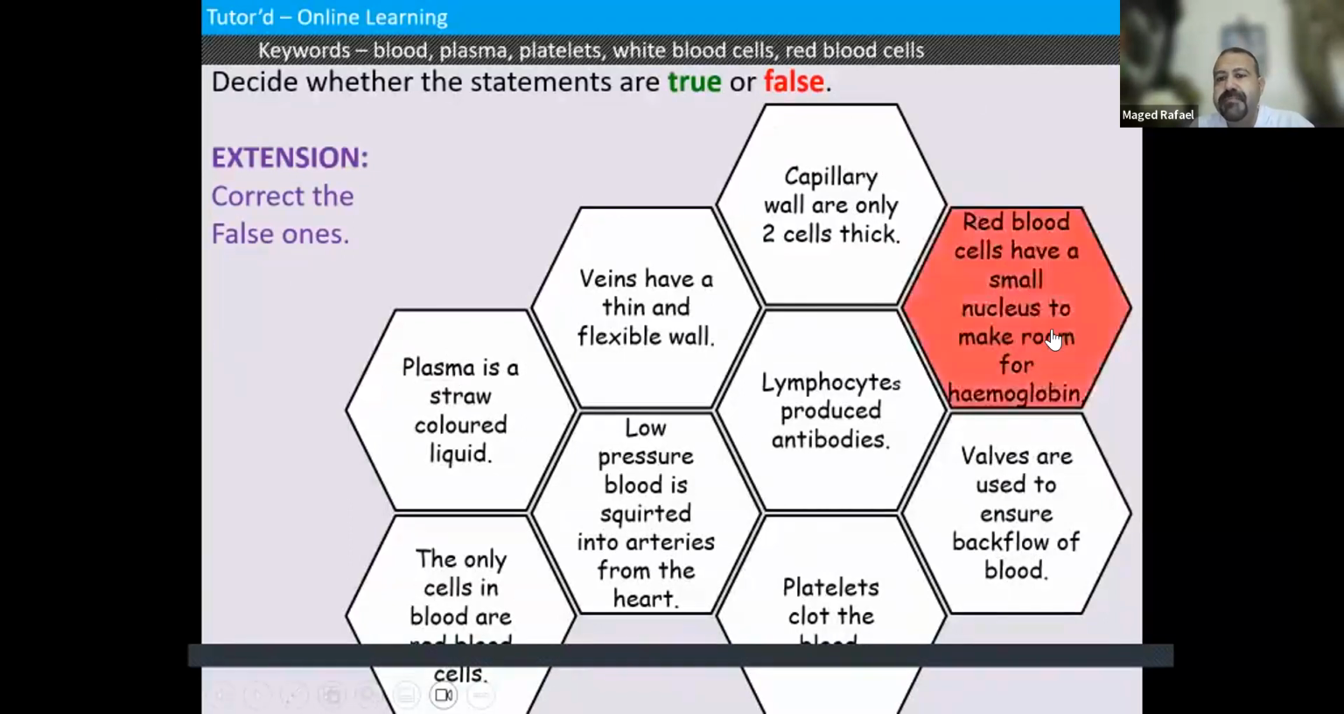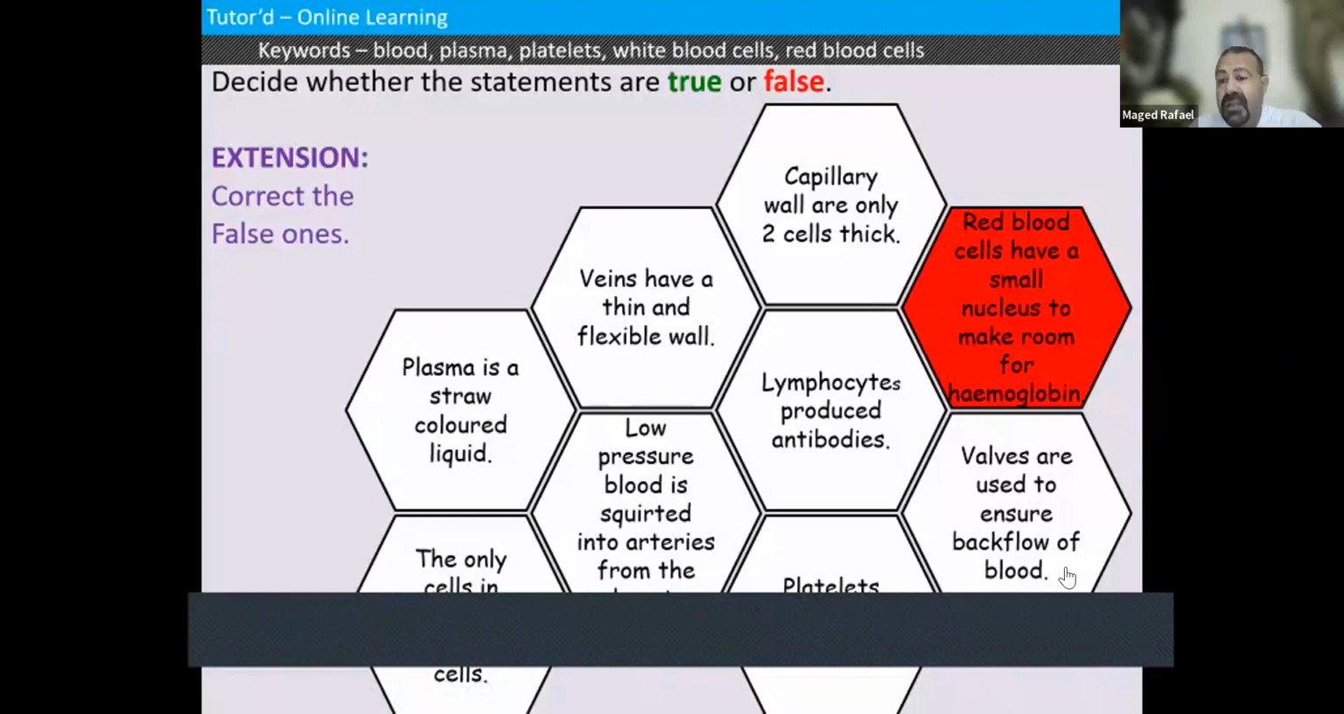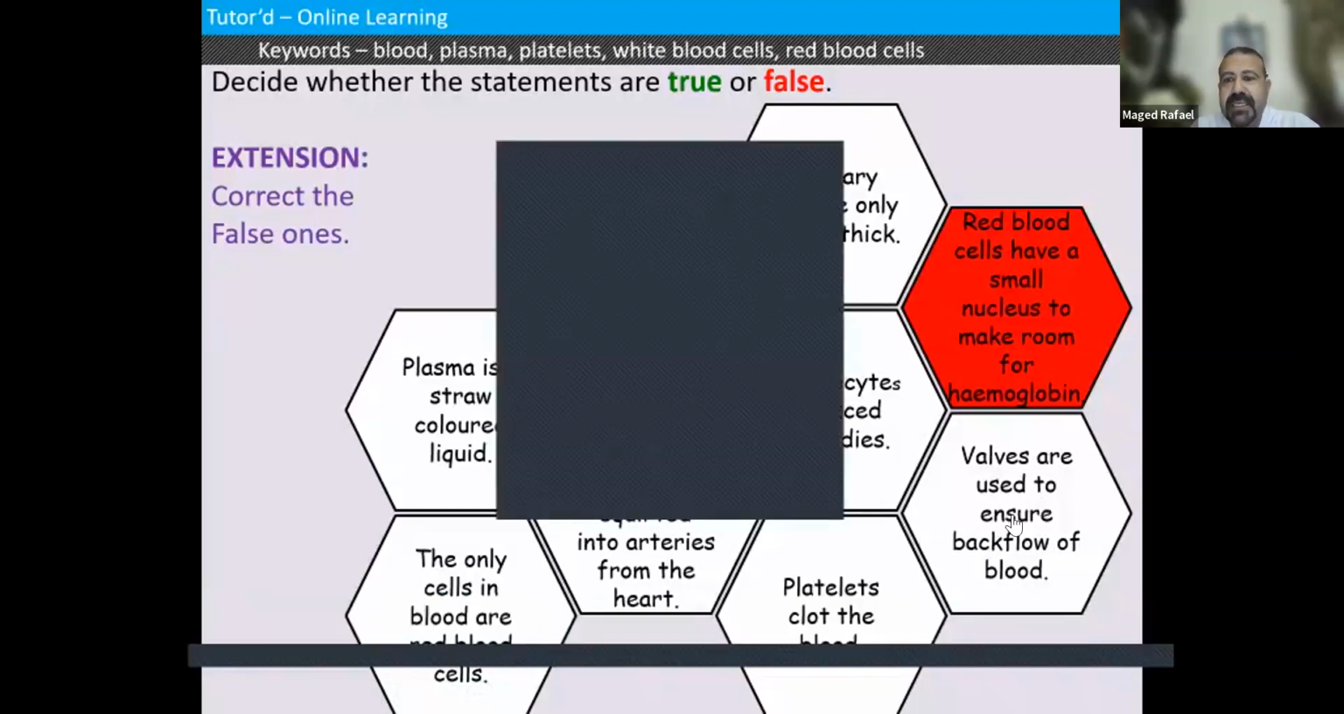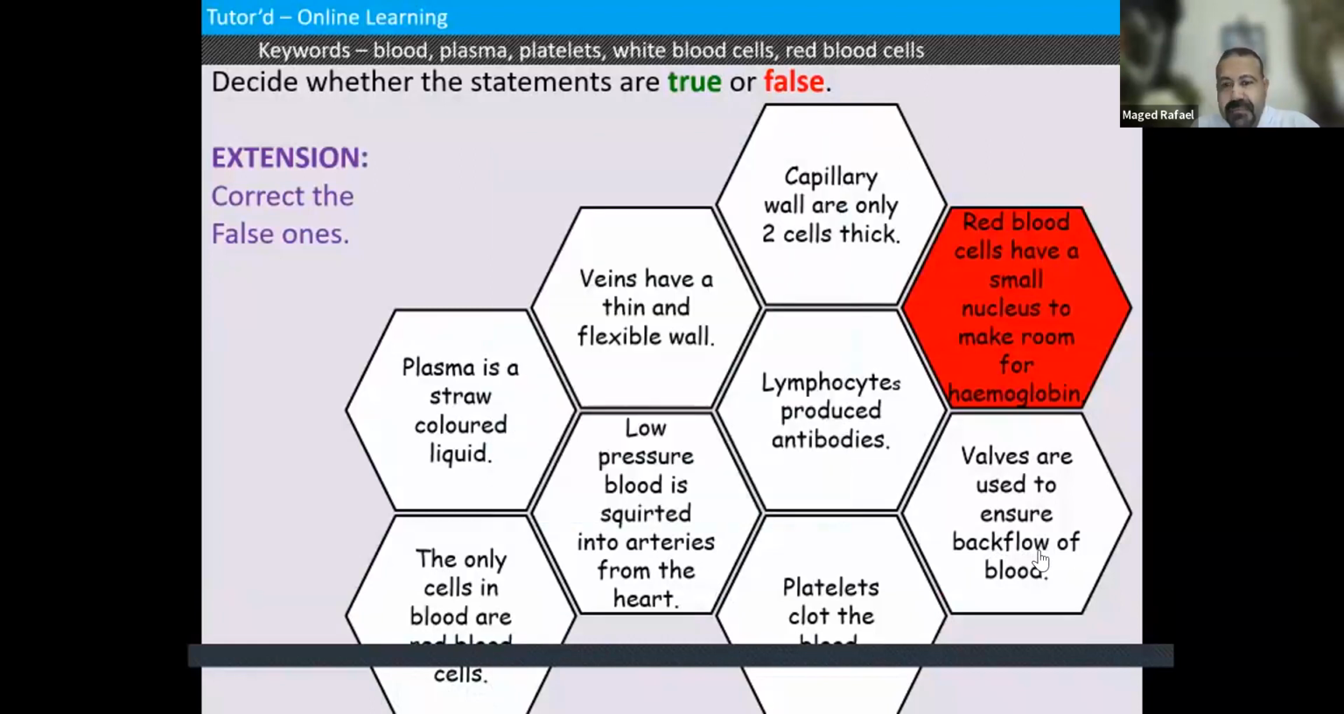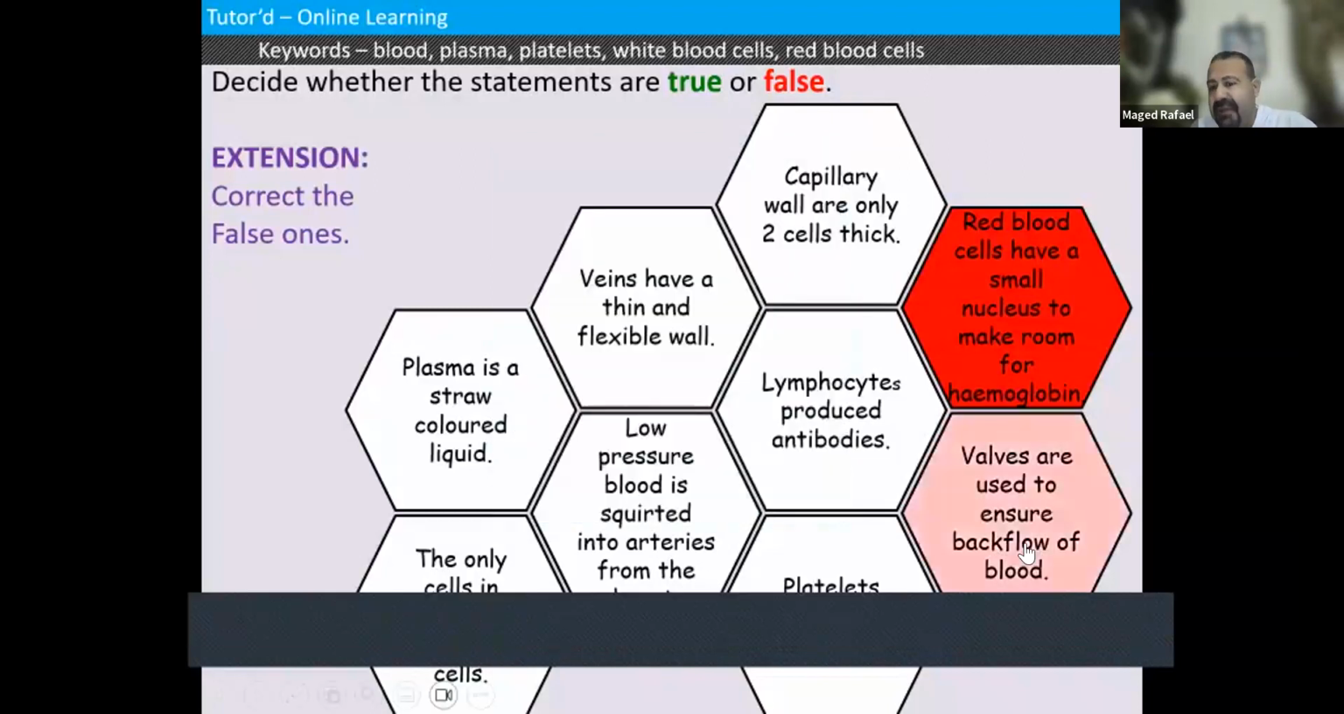What do you think? This is false. I'm sorry, I pressed twice. This is false. It has no nucleus. Another one, I'm just waiting for your answer. Valves are used to ensure backflow of blood. What do you think? Rakan answered this, Sophie answered this. It's definitely false, because valves prevent backflow of blood.